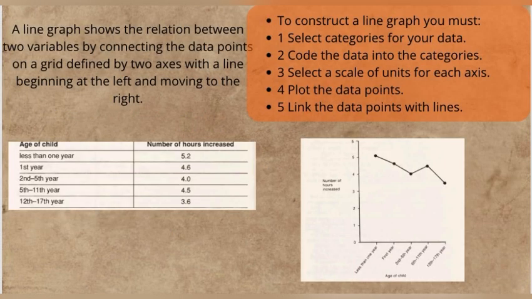A line graph shows the relation between two variables by connecting the data points on a grid defined by two axes with a line beginning at the left and moving to the right. To construct a line graph, you must first select categories for your data, then code the data into categories. Third, select a scale of units for each axis. The fourth is to plot the data points, and finally, link the data points with lines.